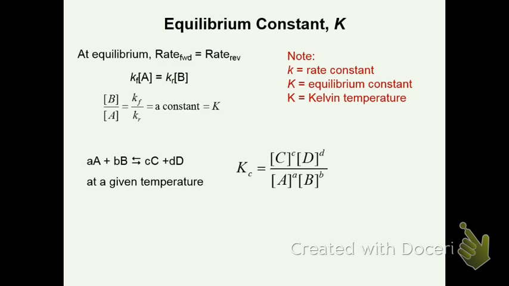So if we have a more complicated reaction where we have A and B going to C and D at some temperature, the equilibrium constant Kc, and the c just indicates that it's in terms of concentration.